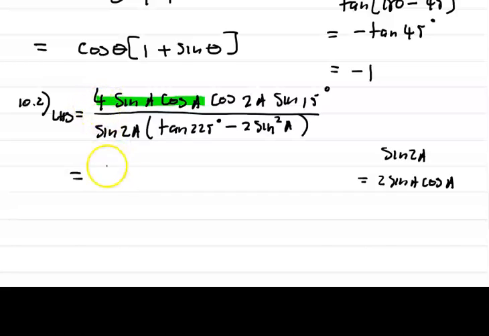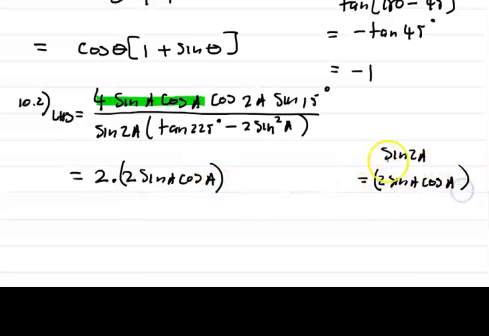So what do we have to do there? We have to say 2 times 2 sine A cos A. There you can see that 2 sine A cos A will become sine 2A.